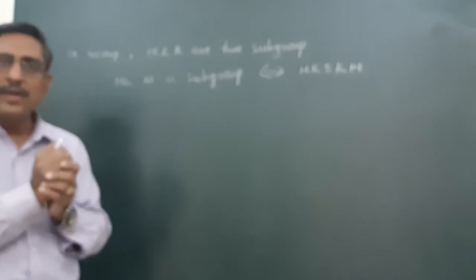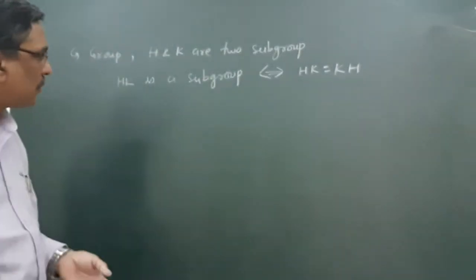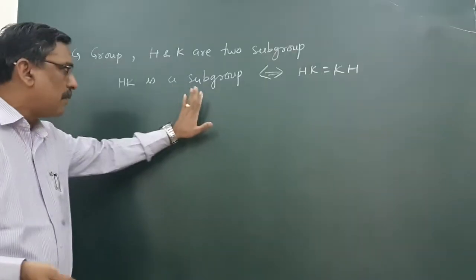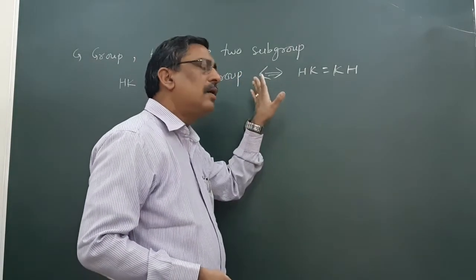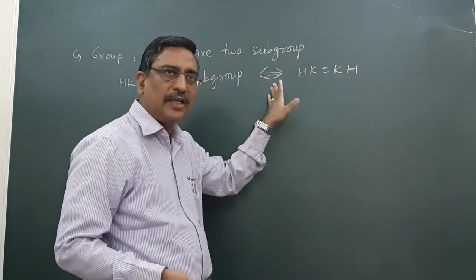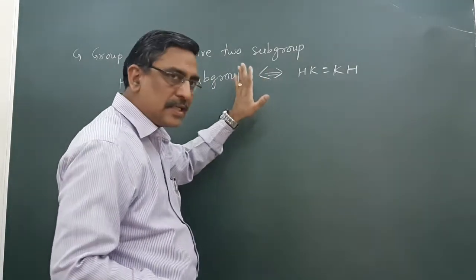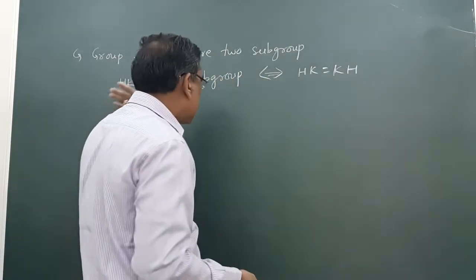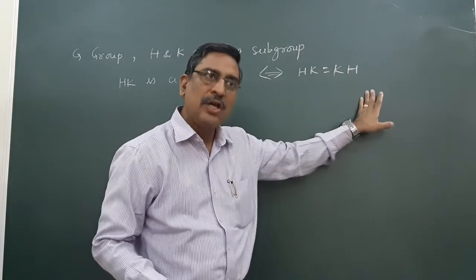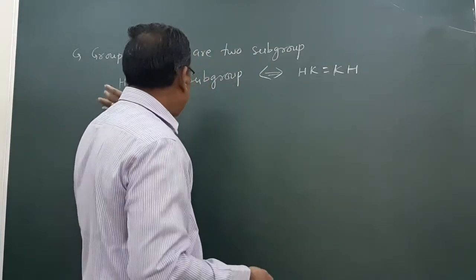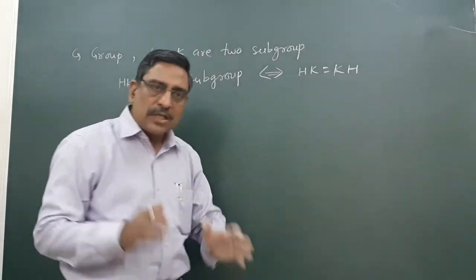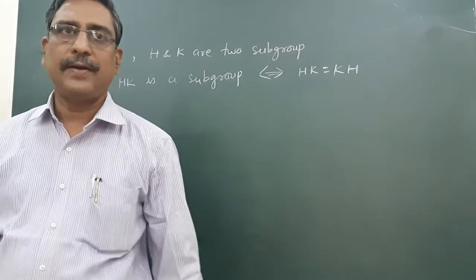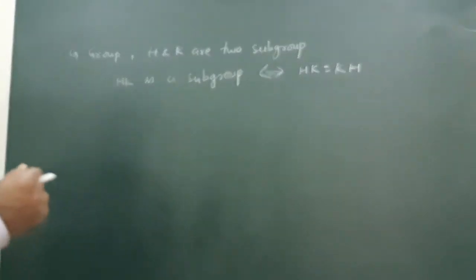G is a group, H and K are two subgroups, meaning they follow the property of a subgroup, and HK is a subgroup. Necessary and sufficient condition: the necessary and sufficient condition for HK to be a subgroup is that HK is equal to KH, or we can say HK is a subgroup if and only if HK is equal to KH. Means we have to prove it in both ways. How can we prove this?